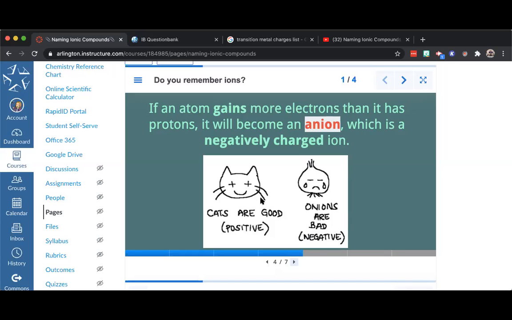So you can think of, cats have paws, they're positively charged, so that's cation. And then onions kind of give you that negative crying feeling. And so we just replace the O with an A, and that's anion for negative.